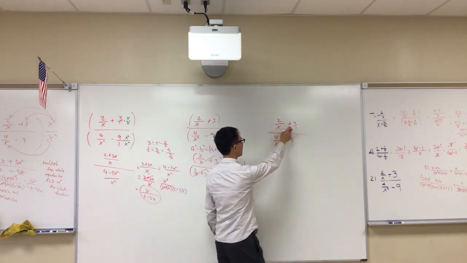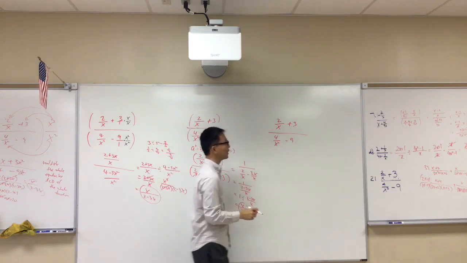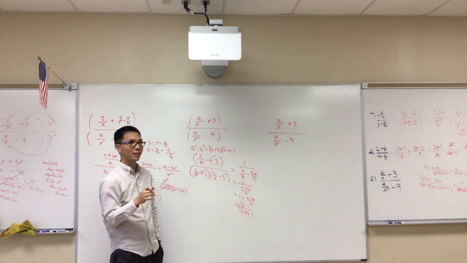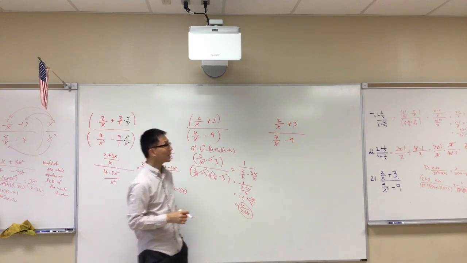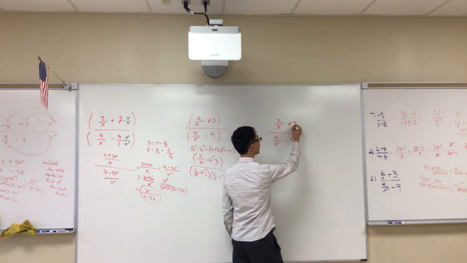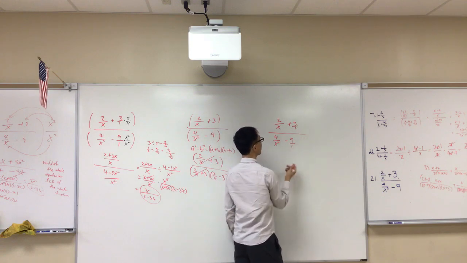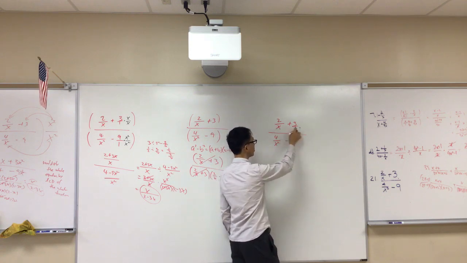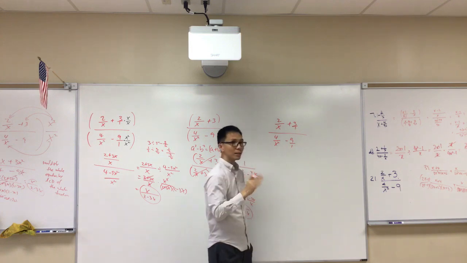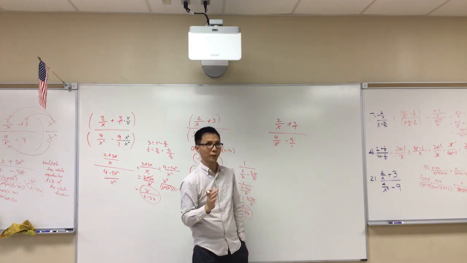2 over x plus 3 and 4 over x squared minus 3. So yes, you can look at the least common denominator, but the least common denominator of the whole thing. This is over 1, this is over 1. So the whole thing, x over 1, x squared over 1, and the least common denominator is actually x squared.